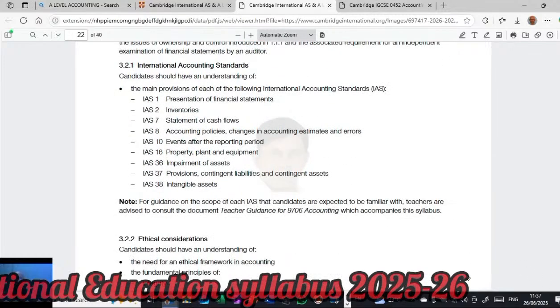For guidance on the scope of each item that candidates should be familiar with, teachers are advised to consult the teachers' guide that accompanies this syllabus. We'll be discussing this, so don't worry about this.